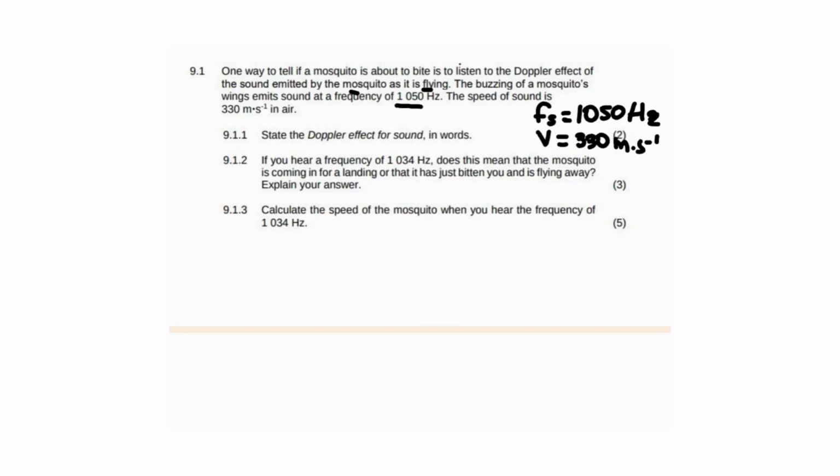Question 9.1.1, state the Doppler effect for sound in words for 2 marks. I know you guys already know it, and we know how to grab the 2 marks, not just 1 mark. The Doppler effect is the change in the frequency of the sound observed by a listener, because the sound source and the listener have different speeds or velocities relative to the medium in which the sound is propagated. That is Doppler effect.